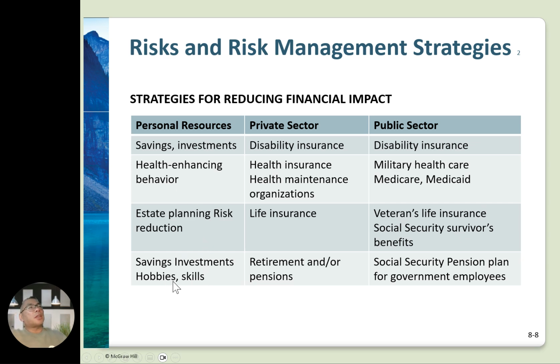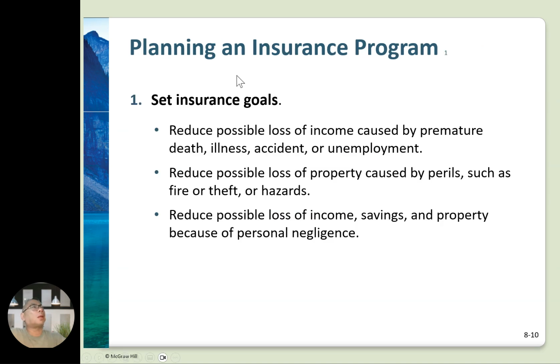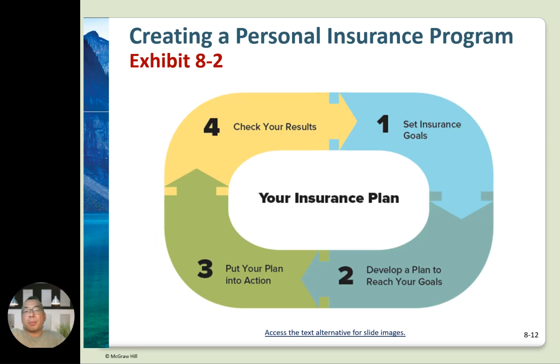For personal resources again: savings, investment, hobby skills, and retirement or pension. For the public sector, you use the Social Security pension fund, or for government employees, a retirement fund. Here we also use the RRSP, which is more private. We will always have old age benefits and retirement benefits. You have that. Let me just go back and make sure we are covered.